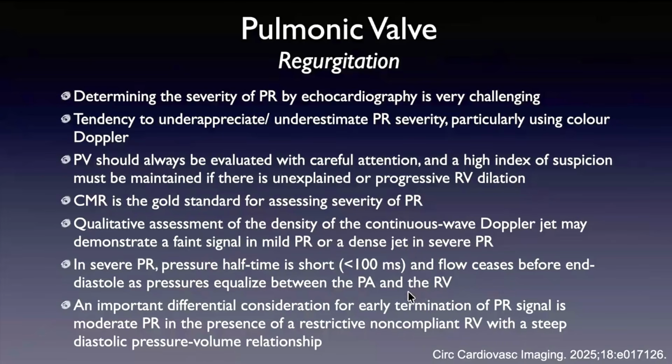The one caveat to this, which I think is important, is that sometimes you can get early termination of that PR signal in the presence of a very restrictive, non-compliant RV. So that classic dilated RV, non-contractile, with very restrictive physiology that has a very steep diastolic pressure-volume relationship. That high RV diastolic pressure will result in rapid equalization, even in the absence of severe pulmonary regurgitation. And that caveat also holds for the left side, for using AI pressure half-time for assessing the severity of aortic regurgitation.